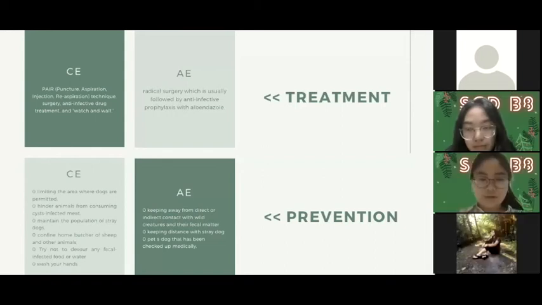Now we'll move on to the prevention of alveolar echinococcosis. The first step is that this parasite can be forestalled by avoiding either direct or indirect contact with wild creatures such as foxes, coyotes, and dogs, and also their fecal matter. The second step is to limit the interaction between dogs and rodent populations, which can be done by keeping distance from stray dogs. The third step is to pet only a dog that has been checked up medically.